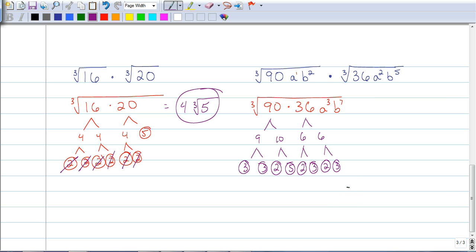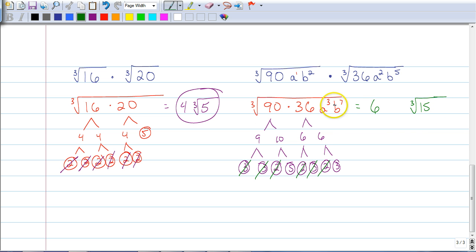So this is a cubed root, so for every 3 of the same number, I get to take one out. So I have 1, 2, 3 3's, and I have 1, 2, 3 2's. So I get to take out a 3 and a 2, and 3 times 2 is 6. I'm left with 5 times 3, which is 15. This would be under the cube root.